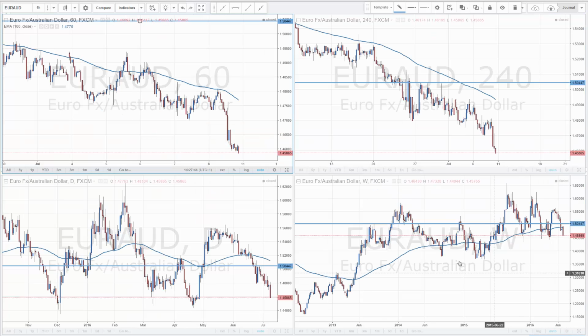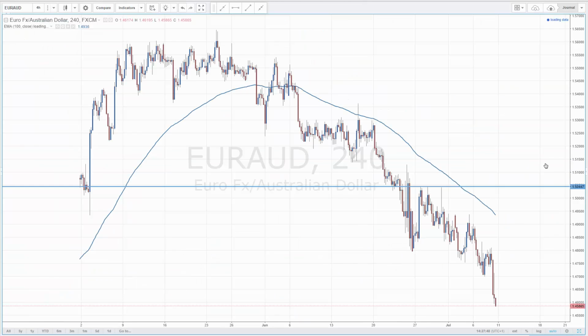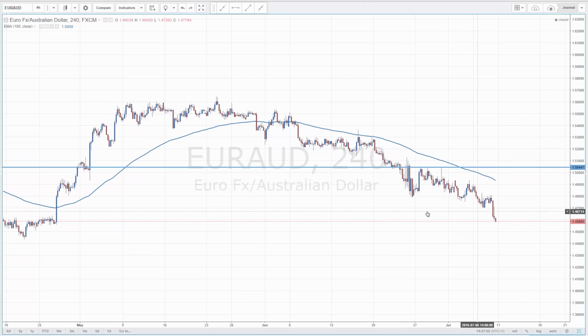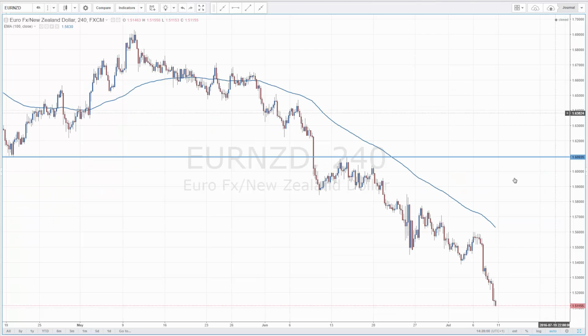And if you take a look at something like the 4 hour chart or the daily charts, you can see that it is kind of due a pullback. And from that perspective, we came out of there, took our profits, and are waiting for it to pull back to around this level here before we look to short it again. And the same goes for the Euro New Zealand.